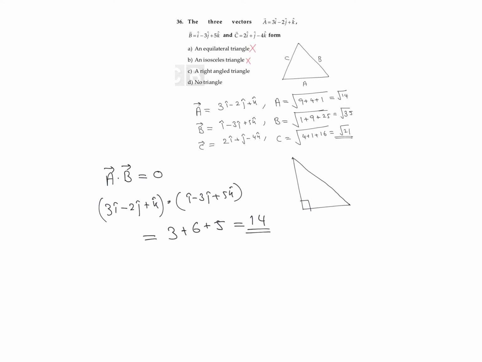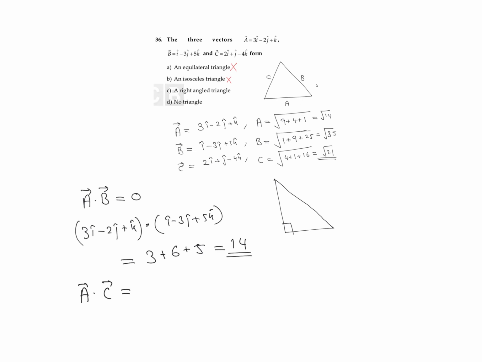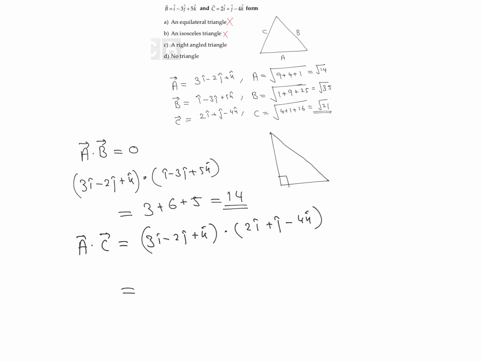Now if we take A dot C, let's check whether A and C are perpendicular or not. A vector dot C vector is 3 i cap minus 2 j cap plus k cap, the dot product with C, that is 2 i cap plus j cap and minus 4 k cap. So we can observe that this is 3 into 2, that is 6, minus 2 into 1, that is minus 2, and k into minus 4, that is minus 4.